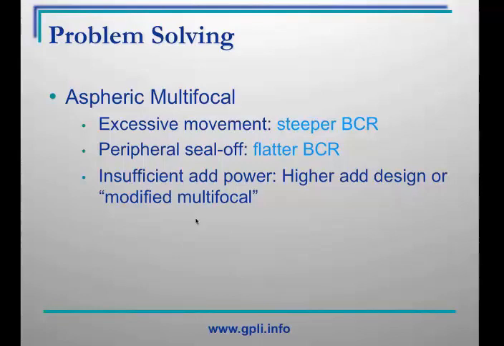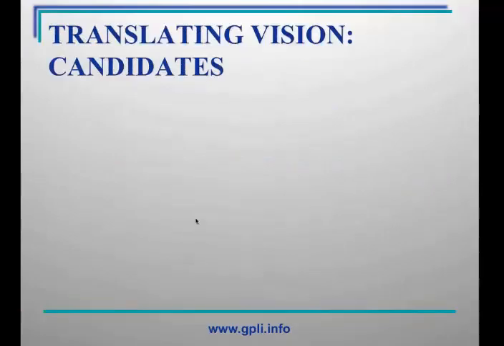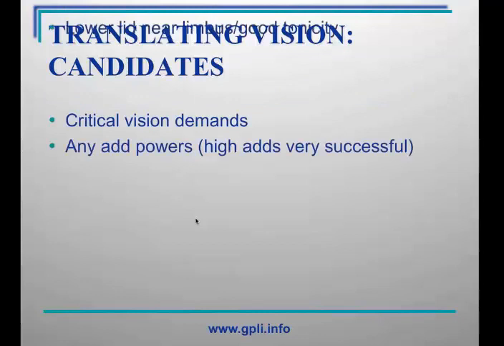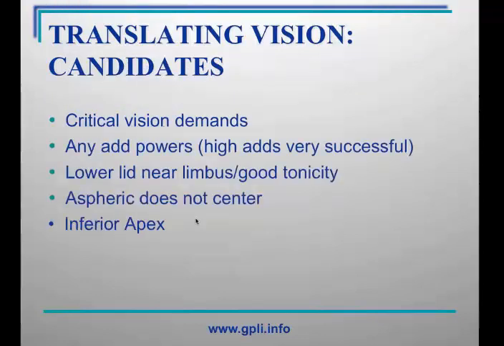Finally, let's talk about translating vision. And the best candidates for these individuals are those people who really don't want any interruption in their vision. They want uninterrupted vision. They have critical vision demands at near and or at distance. Any add powers are available, which makes it certainly a beneficial design. You want the lower lid, as mentioned before, to be near the limbus, not to have really flaccid lids, so that there'll be a lower lid to allow the lens to translate.